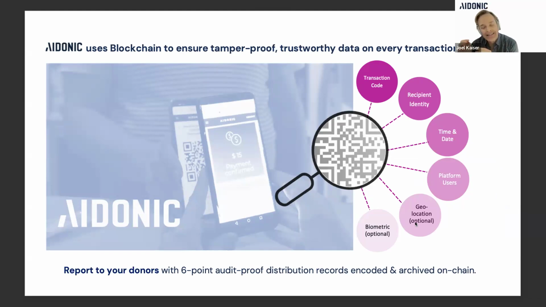And so at that last mile, when you're using AIDONIC, you're collecting those data points immutably, which means that it cannot be tampered with. This gives those who have donated to your project greater trust that the data is not only accurate, but it is tamper-proof. And if you're interested in learning how we do that, I would love to show you at another time.